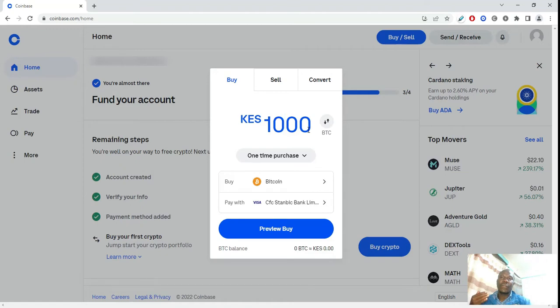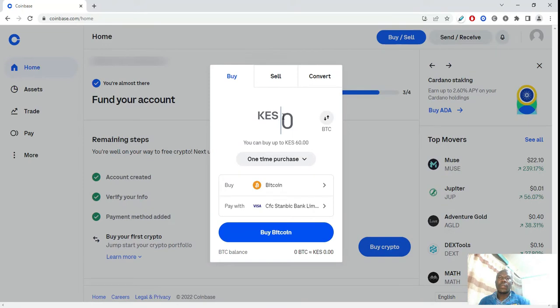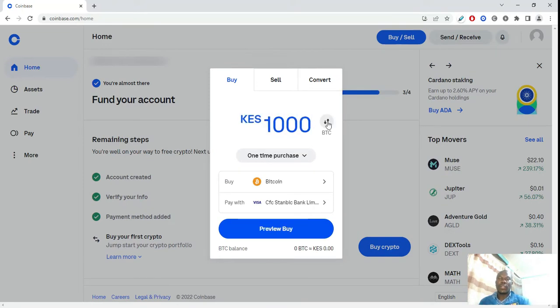And this is another video in which I'm going to show you how you can buy and how you can sell crypto on Coinbase. You just click here, buy and sell, and then you put the amount that you want to buy. For me, I'll put 1,000. You can hover here and click these two arrows, and then it will give you from your currency to Bitcoin. So 1,000 worth of Bitcoin in fiat currency, and if you hover here you'll get it in BTC. This is how you can hover and get the value in BTC.